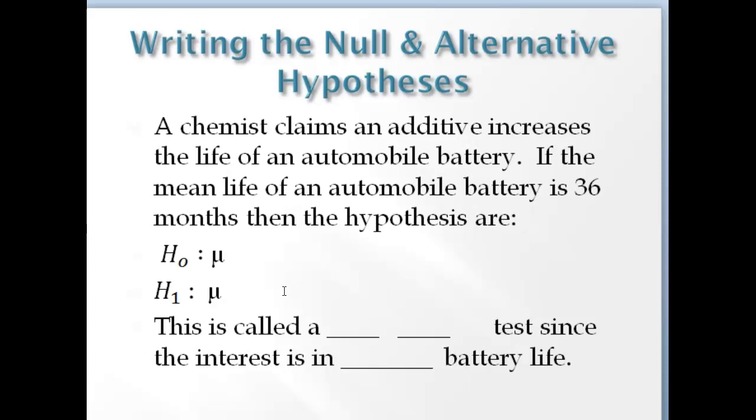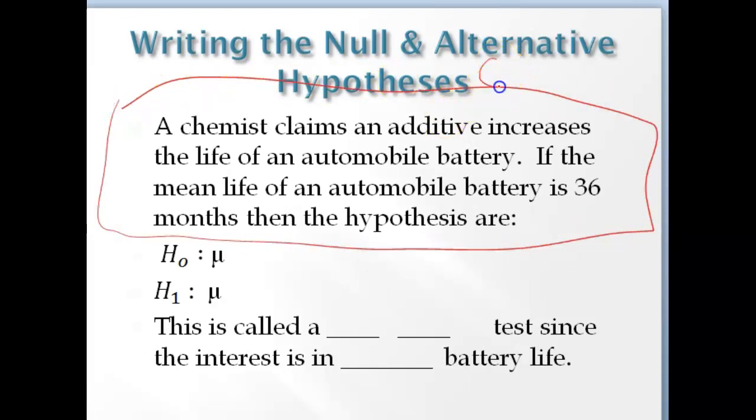And again, what I would do is, first of all, read the particular statement, and identify the claim. Now, the claim can be either the null or alternate hypothesis. So here is our statement. A chemist claims, so we know that something very important is going to follow this word. A chemist claims an additive increases the life of an automobile battery. If the mean life of the automobile battery is 36 months, then what are the hypotheses?